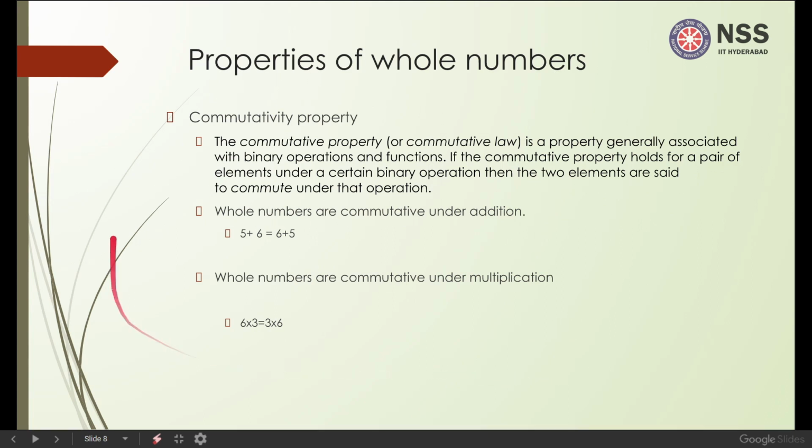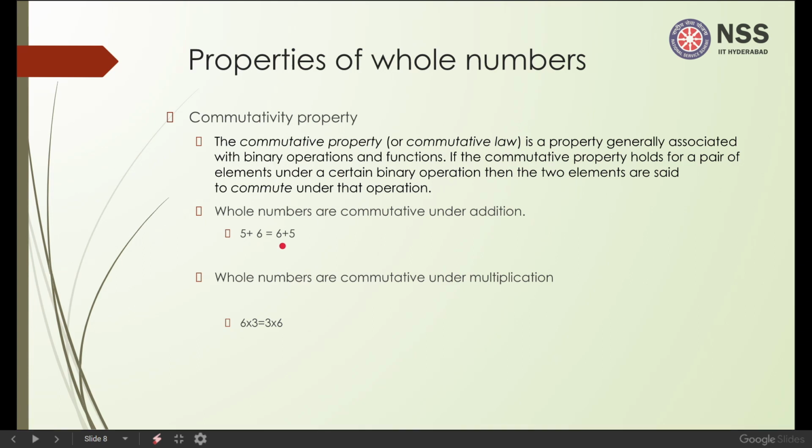Let us understand commutative property. In the commutative property, if we apply a binary operation for a pair of elements, then the two elements are said to commute under that operation. So let's try to understand this with the help of an example.